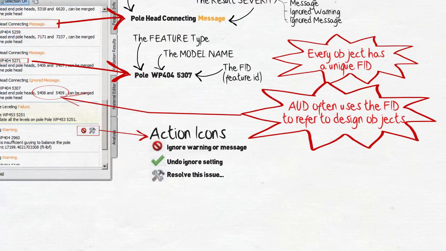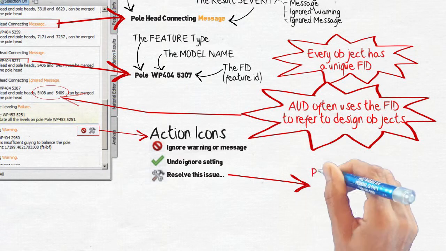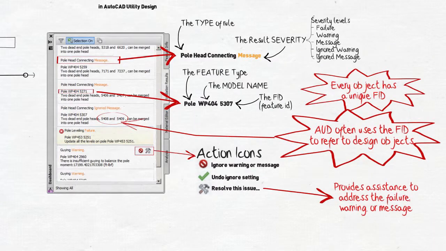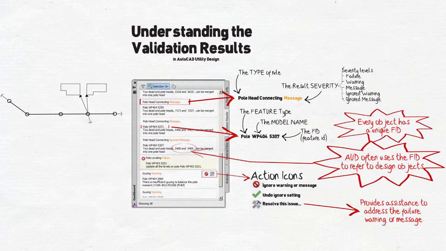When you select this, a small dialog box appears with options that will provide you assistance to address the failure, warning, or message. That's it for this short video. Of course, in DL Consulting's full user training, there's a tremendous amount more of information available about the overall validation process, including details on various ways of resolving problems and examples for students to perform.